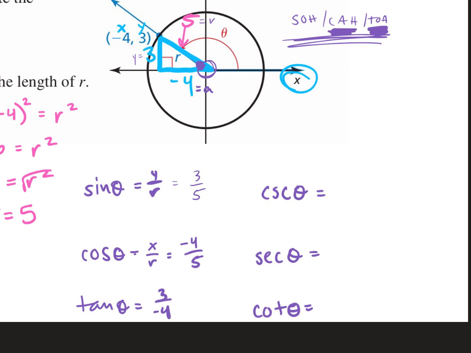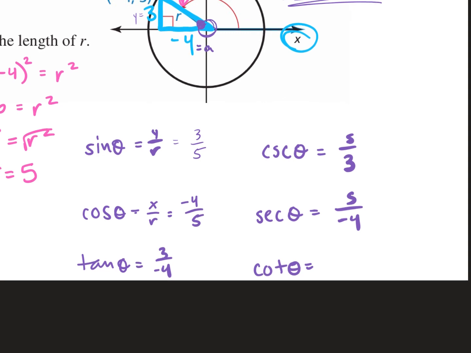Just flip them. So cosecant theta would be 5 over 3. Secant would be 5 over -4. And cotangent theta? -4 over 3. Awesome. So these are our 6 trig functions.